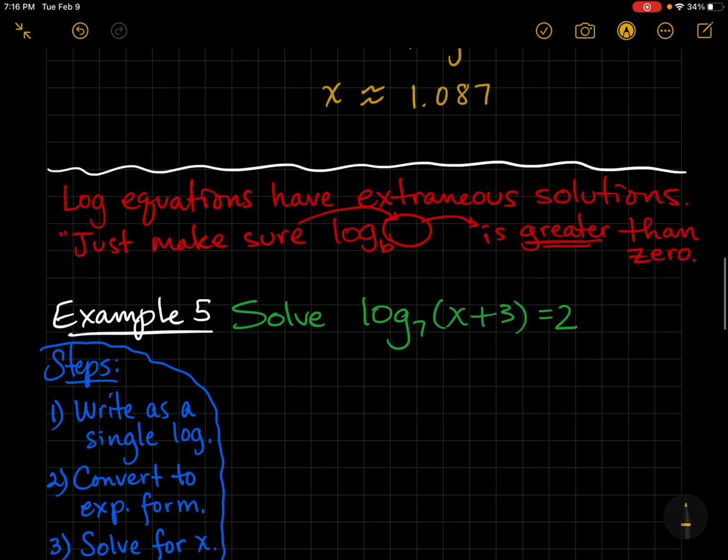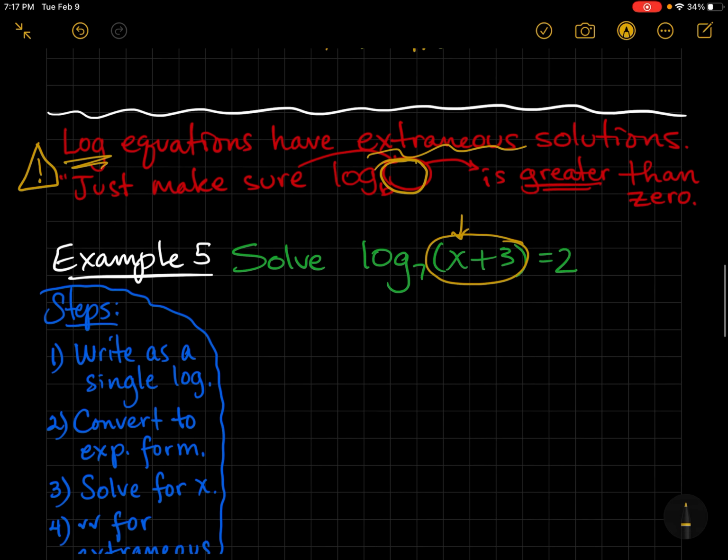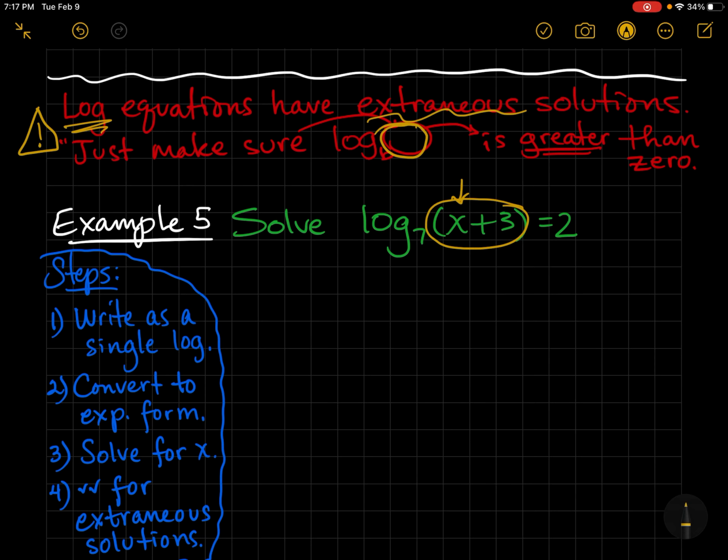Okay, example 5. We're going to go ahead and start solving some logarithmic equations, but very, very important warning. Logarithmic equations have extraneous solutions. However, these are super fast and easy to check because you just have to make sure what you're taking the log of is greater than 0. So when I put my x in here, I have to make sure that this remains greater than 0 when I do my double check. So anyway, let's go ahead and solve.